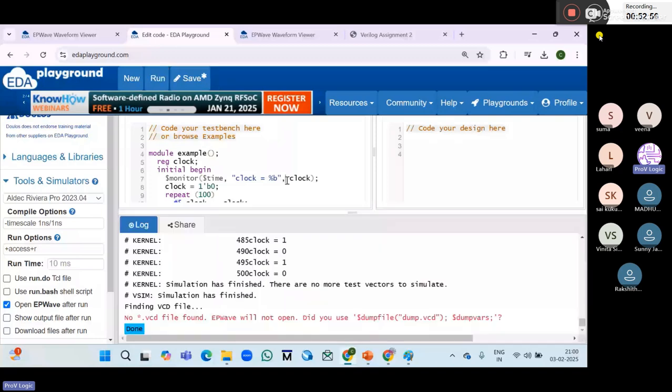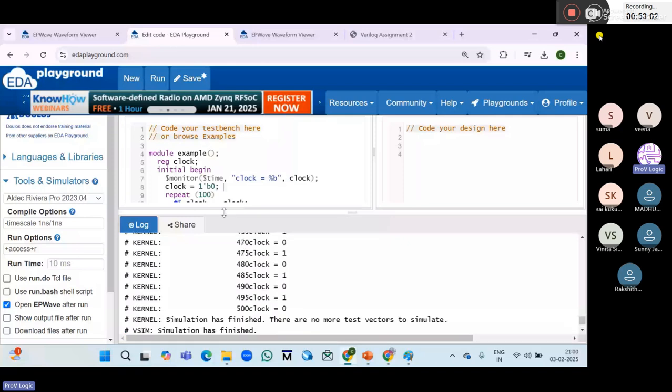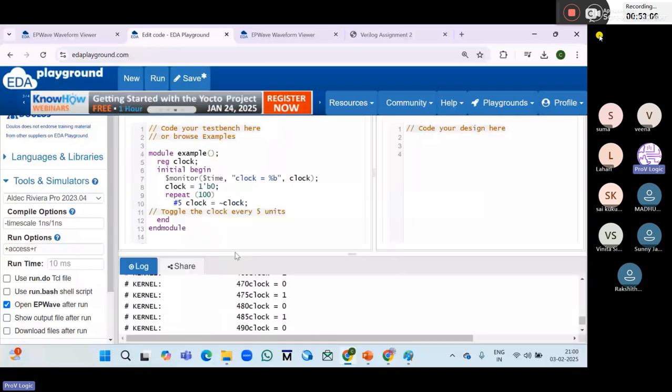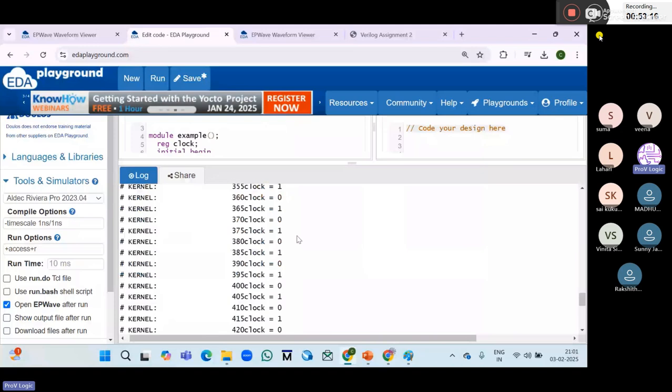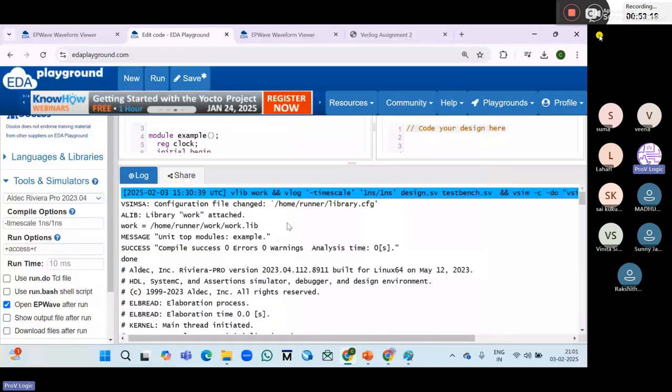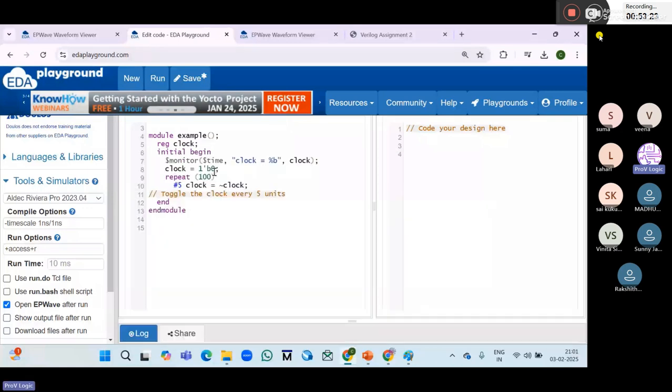500 time units. That means it is repeating 100 number of times. So here we didn't write any external termination like $finish or $stop. After repeating 100 times, automatically it will stop the execution. Or else if you want to check simply, you can just put 10 number of times.